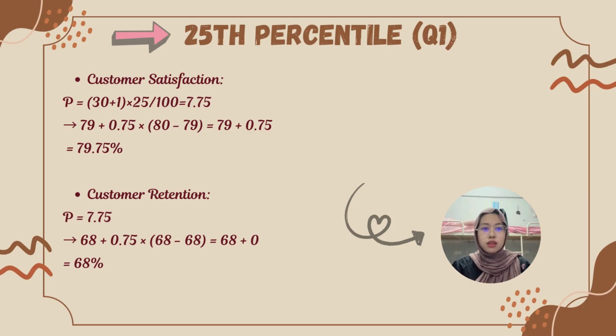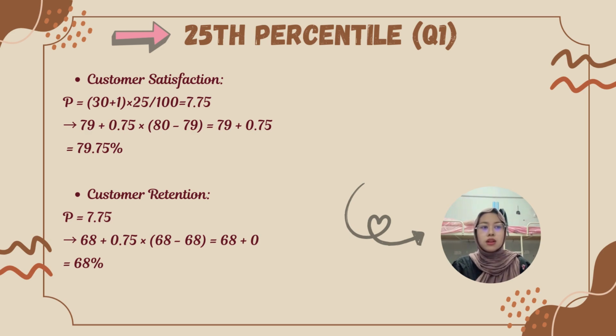To find the 25th percentile, I look at the value that falls at the first quartile of the list. I found that Q1 is 79.75%, meaning 25% of the companies have a satisfaction score below 79.75%. Okay, the second, for the customer retention rate, the 25th percentile Q1 is 68%, meaning 25% of the companies have a retention rate below 68%.